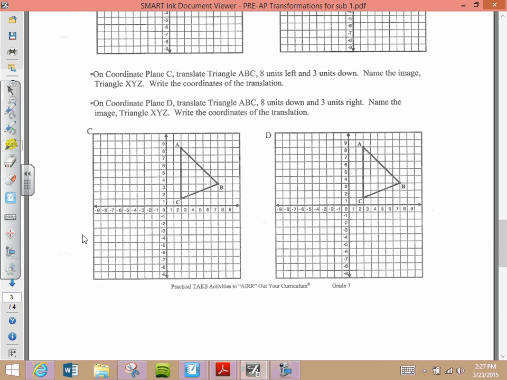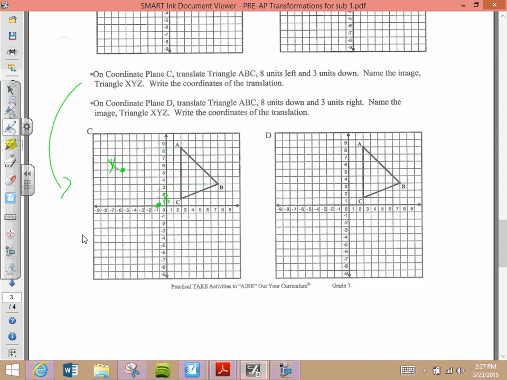Oh, okay, I see. So this one is being translated. For this one, you have to go 8 units left and 3 down. So you go 1, 2, 3, 4, 5, 6, 7, 8, and then 3 down. Right here. This is 8. Oh, you have to call this X, Y, Z. So X, and then go to B. 1, 2, 3, 4, 5, 6, 7, 8, 2, 3.